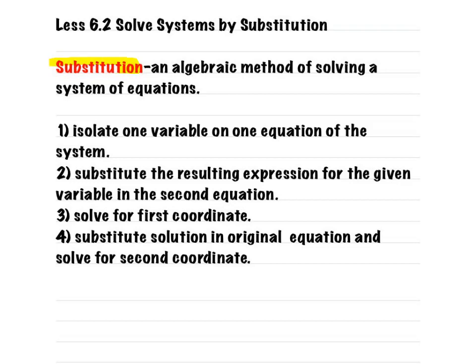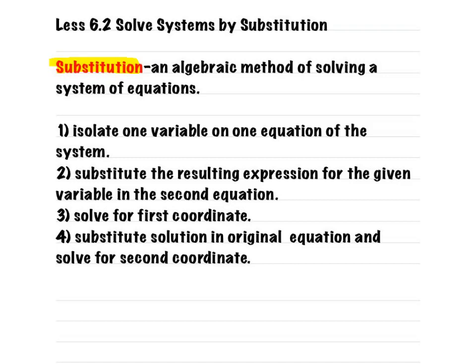Substitution is an algebraic method of solving systems of equations. No graphing is involved here. We're going to use algebra to solve the system. All right, so jot down these notes. This is the process you will use to solve by substitution. Number 1, isolate one variable in one equation of the system. So make sure that one of the equations of your system has one of its variables isolated.